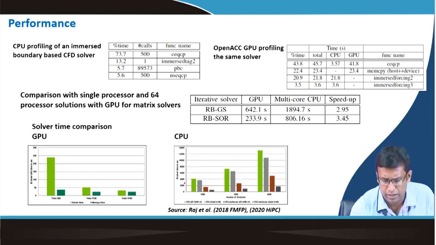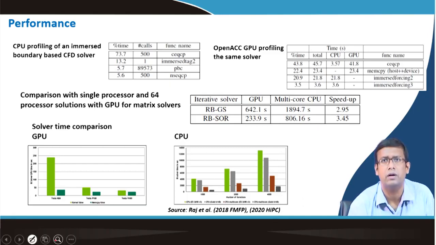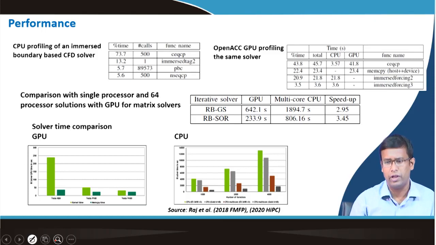And this is a comparison between CPU and GPU time for this immersed boundary solver. In a single CPU, it was taking something like 1300 seconds. It came down to a little less than 100 seconds in a multi-core 64 processor CPU, whereas in GPU we can see that the time required is around 10 or 20 seconds. So the performance can be very well improved if you identify the hotspots and then parallelize and optimize a legacy science engineering code using OpenACC.